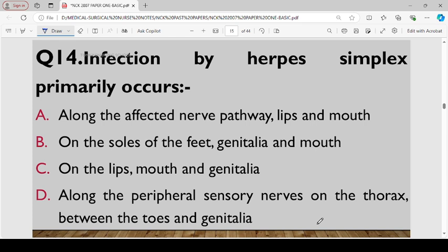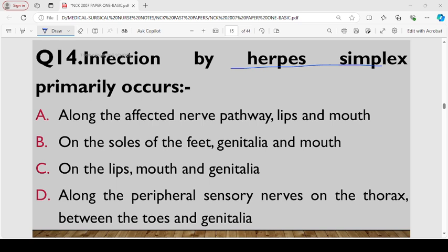Number 14, infection by herpes simplex primarily occurs. Herpes simplex. We have option A up to D. You have 1 minute. All right, option A talks about along the affected nerve pathways, lips and mouth, right? And this is incorrect, okay, because herpes simplex does not typically affect nerve pathways like herpes zoster. They are different.